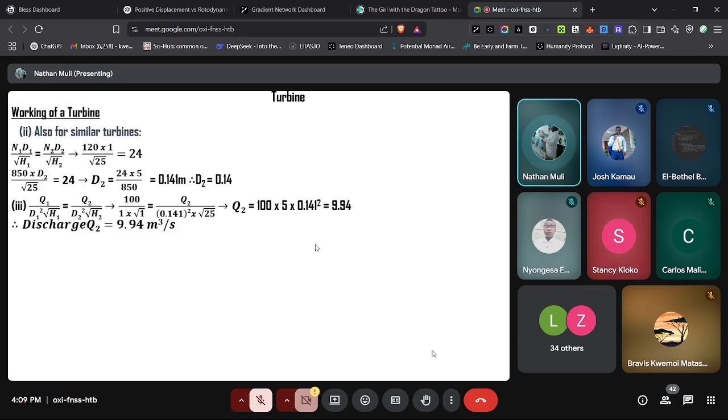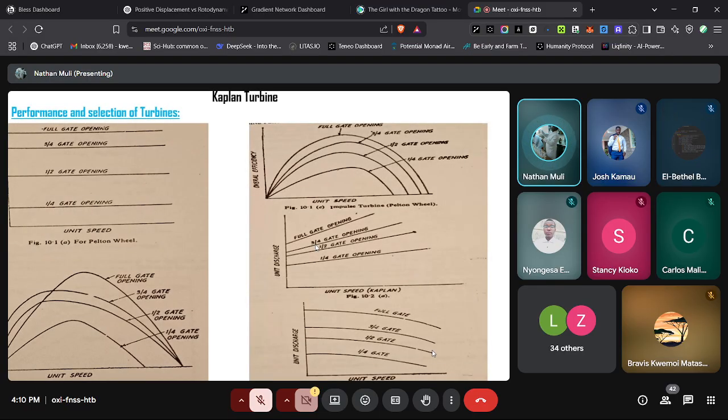Q1 by D1 squared by square root of H1 equals Q2 by D2 squared by square root of H2, leading us to 100 by 1 times square root of 1, which is Q squared by 0.14 squared times the square root of 2.5, telling us that Q equals 100 times 5 times 0.41 squared, and that translates to 9.94, meaning the discharge Q2 is 9.94 cubic meters per second. So these are simple examples you can be able to follow.